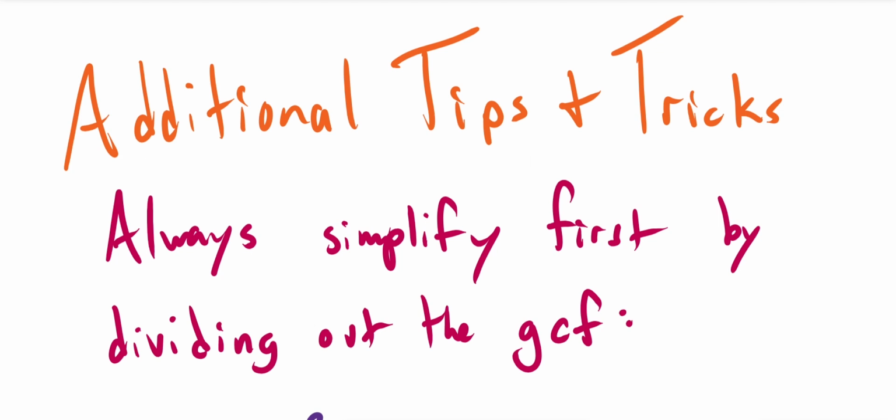So before we close this video, I'd like to give you some additional tips and tricks when dealing with polynomials. The first thing is that you should always try to simplify first before you try to factor, and that means dividing out the greatest common factor. This was the first factoring method that we learned, and it should be the first thing you try when you're trying to factor a polynomial.